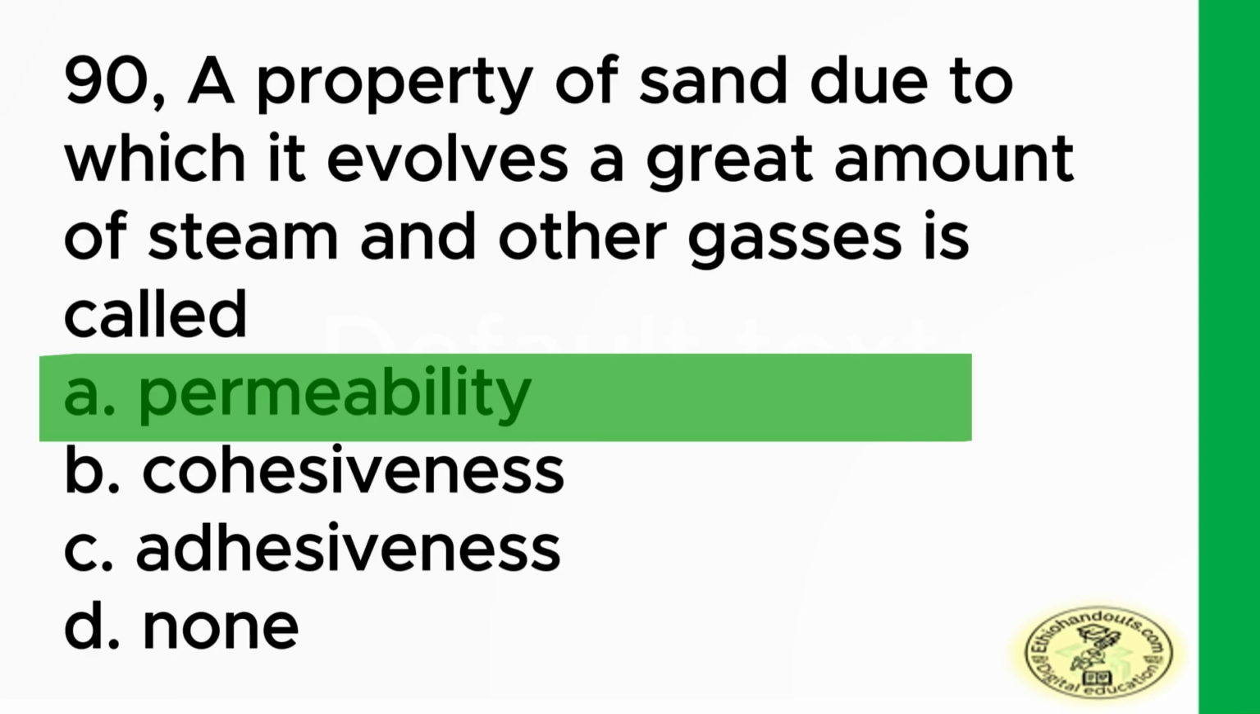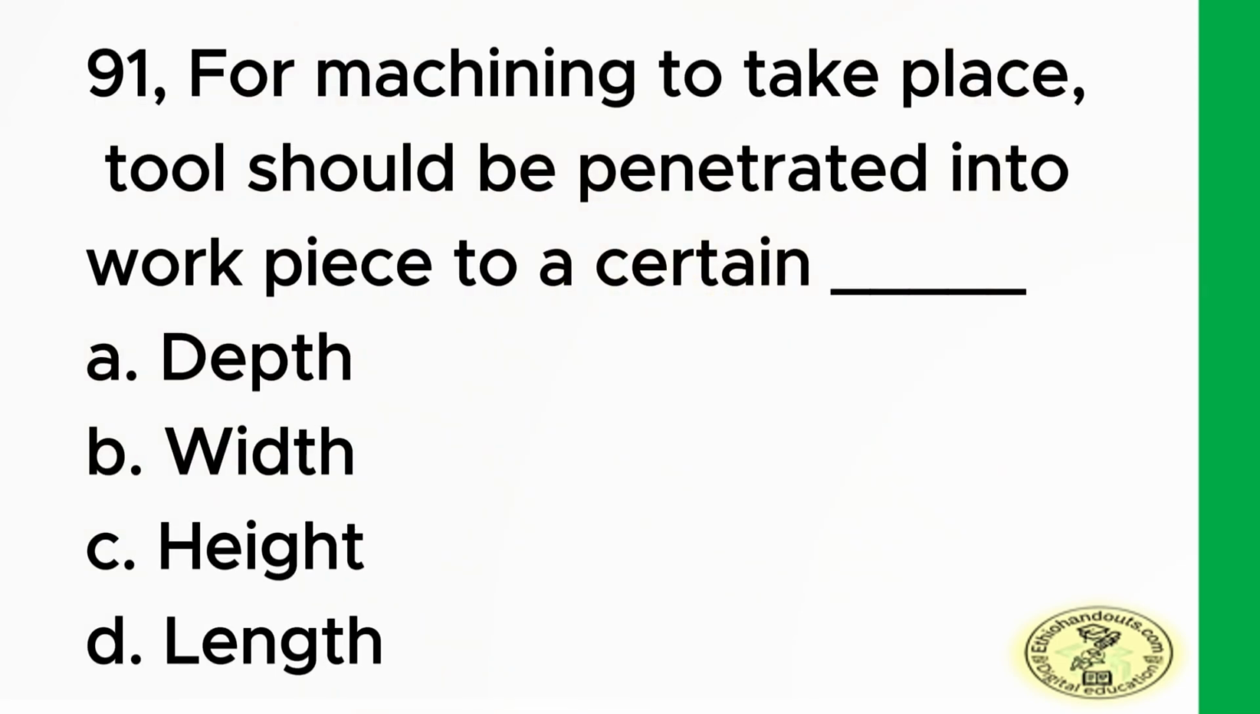The correct answer is A. Permeability. 91. For machining to take place, tools should be penetrated into workpiece to a certain dash. A. Depth, B. Width, C. Height, D. Length.